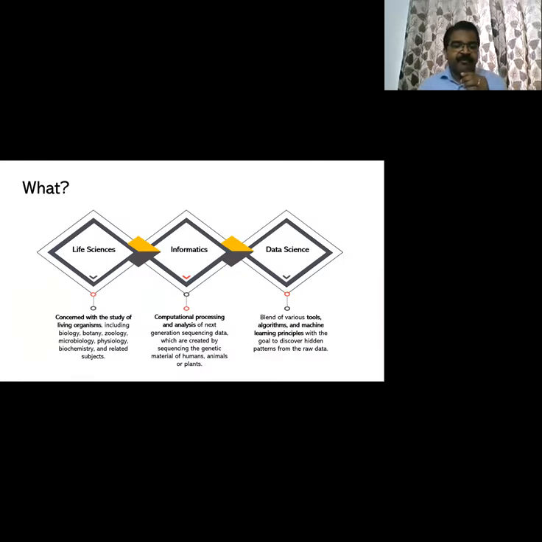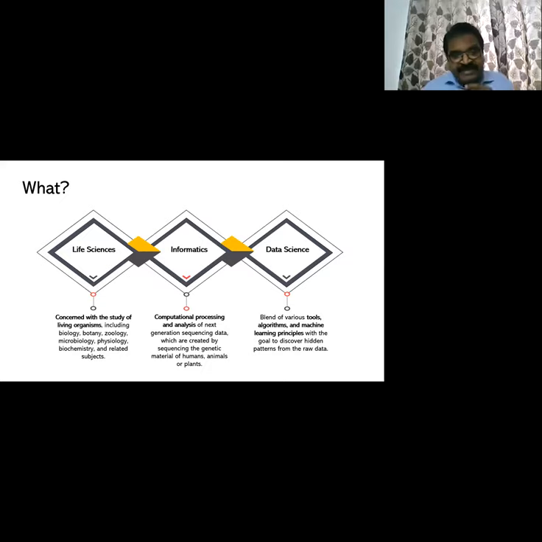Before we go into the detail of why we need informatics and data sciences, these are the three important keywords I thought we'll start with. I know all of you attending this session are from life sciences or science graduates. I need not speak about the life sciences because you are all studying the subject, which is basically the study of living organisms. It can be human, animal, or anyone living on this earth, and includes biology, botany, geology, microbiology, physiology, biochemistry, or any other related field.